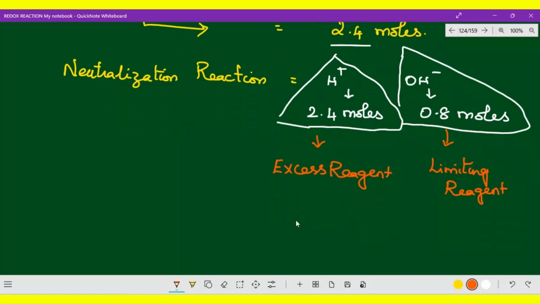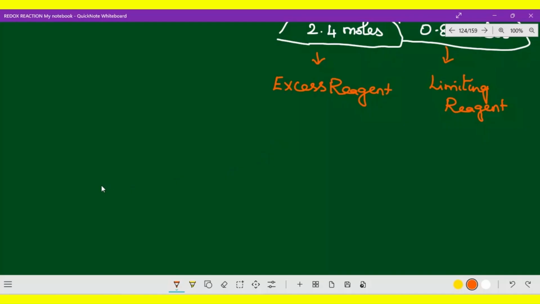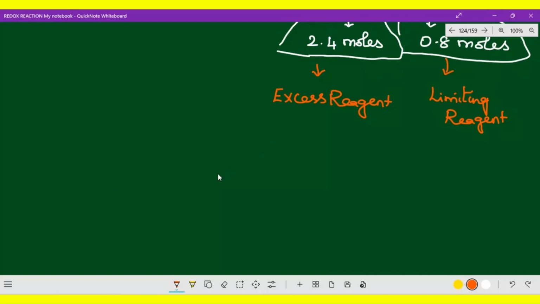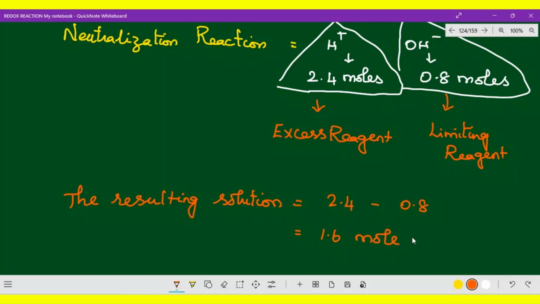Next, from that excess reagent we have to subtract the OH minus ion, so you will get the resulting solution. Here we have H plus ion and OH minus ion. Whether this solution is acidic or basic, we can identify through the resulting solution. Now 2.4 moles minus 0.8 moles gives 1.6 moles. So 1.6 moles of extra H plus ion is available.